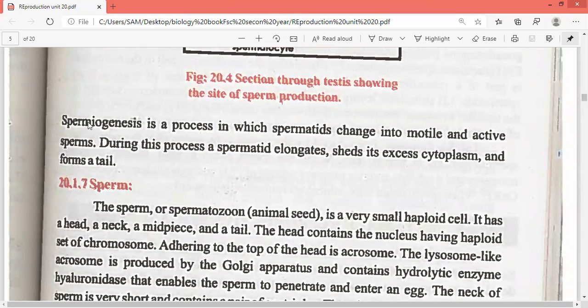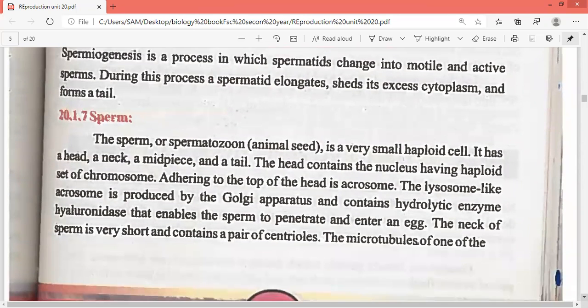You have to write these two lines in the very first topic of spermatogenesis under the heading of definition, right? Spermatogenesis is a process in which spermatids are formed. Spermatogenesis is a process in which spermatids change into the motile and active sperm. During this process, a spermatid elongates, sheds its excess cytoplasm and forms a tail, right? That is also part of spermatogenesis, right?